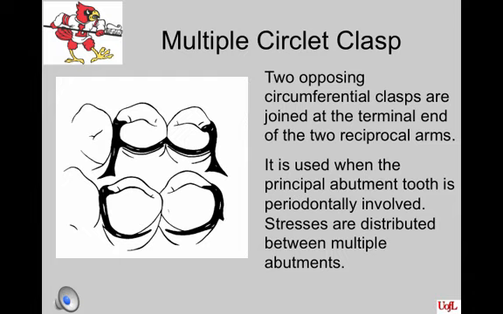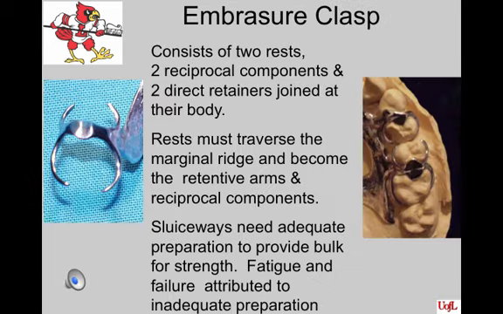The multiple circlet clasp is like having two opposing circumferential clasps that are joined together at the terminal ends of the two reciprocal arms. It is used when the principal abutment tooth is periodontally involved and you want the stresses distributed between multiple teeth. The embrasure clasp consists of two rests, two reciprocal components, and two direct retainers joined at their body.